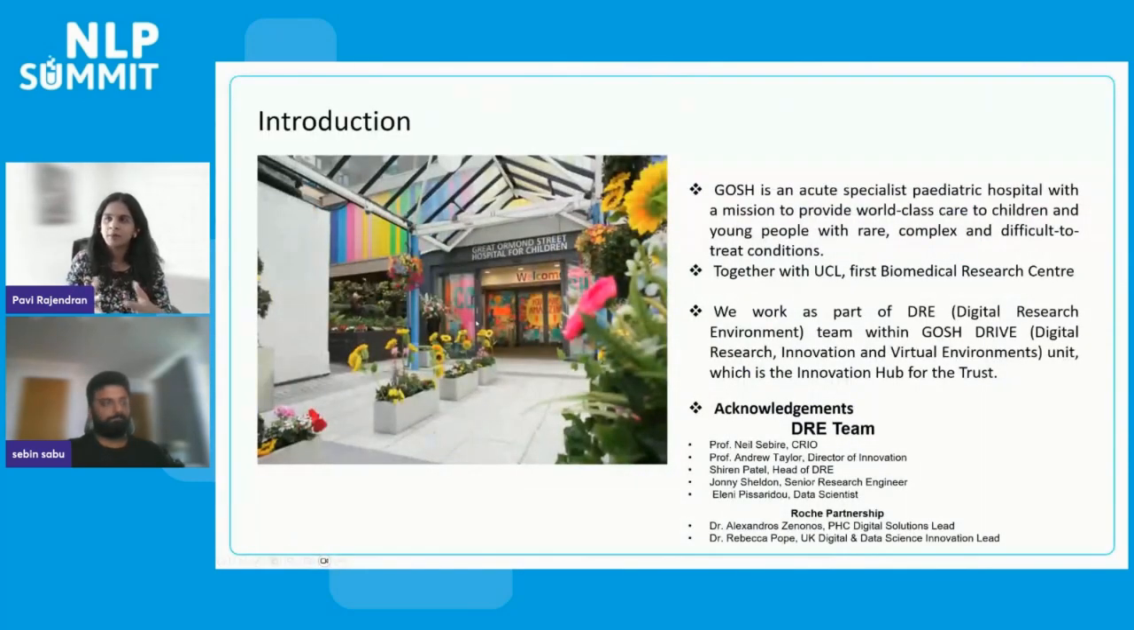So just to give you a bit of an introduction, Great Ormond Street Hospital is a pediatric hospital where children and young people with rare, complex and difficult to treat conditions are treated. And we are also the first biomedical research center along with UCL. Myself and Sebin are part of the digital research environment team, which is part of GOSH Drive, the innovation hub for the trust. I would like to thank my entire DRE team. We also have a 5-year partnership with Roche, and some of the work that we present here is part of the deliverables that we do with them.